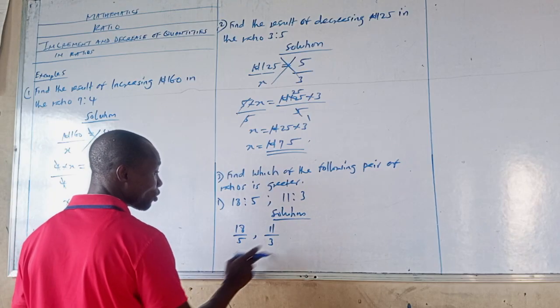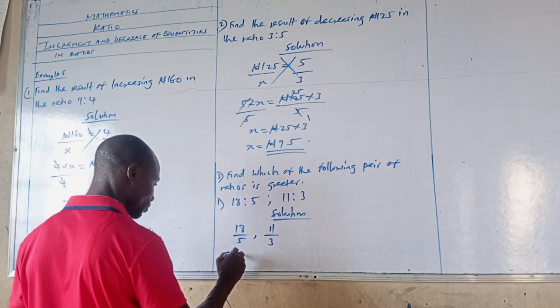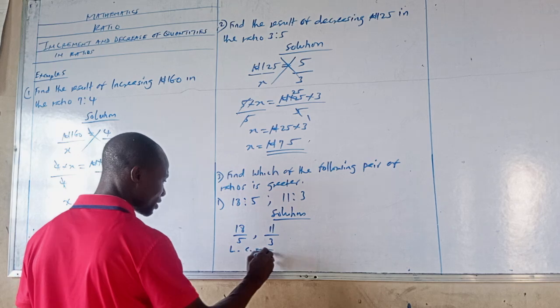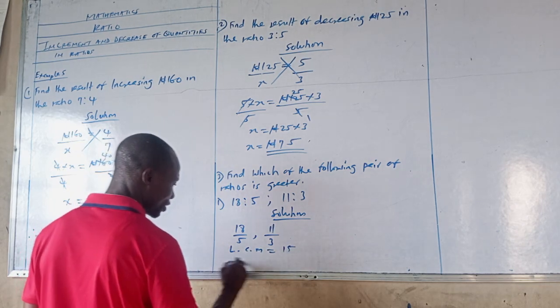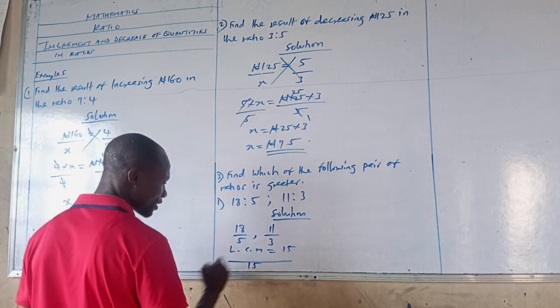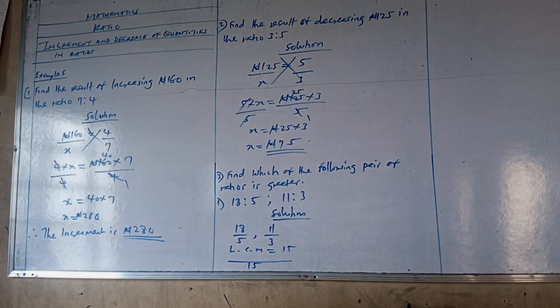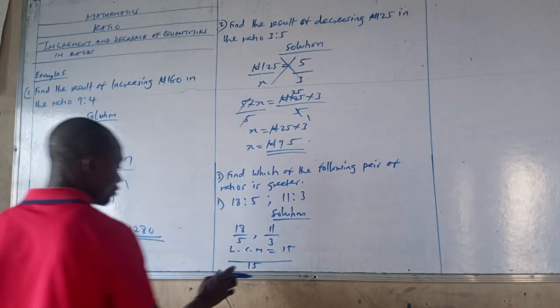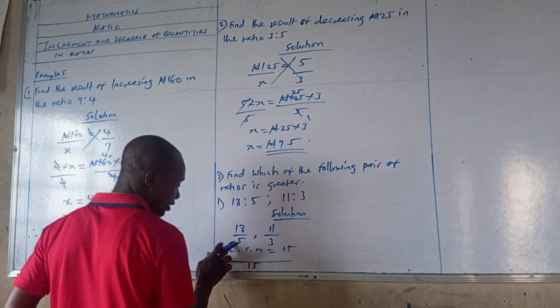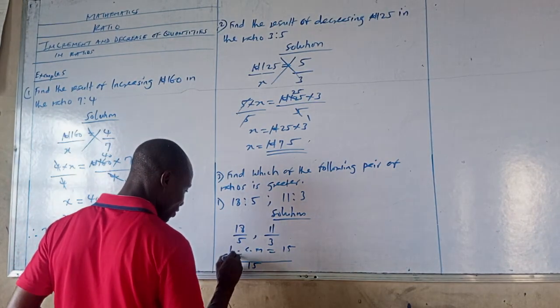Now, take the LCM of the denominators. The LCM of the denominators is 15. When you take it, you have 15. 15 over 5 is 3. 18 times 3 equals 54. 15 divided by 5 is 3, so 18 times 3 will give us 54.